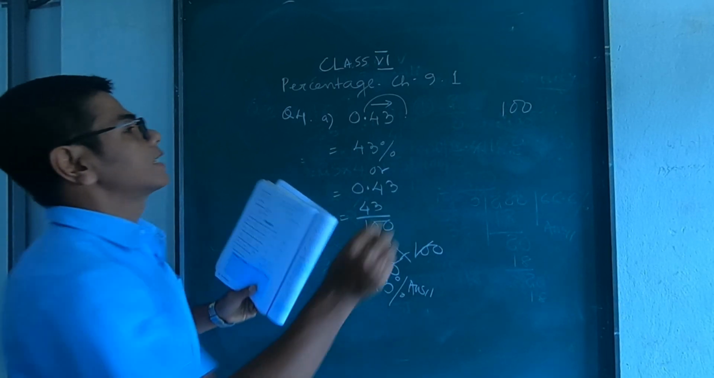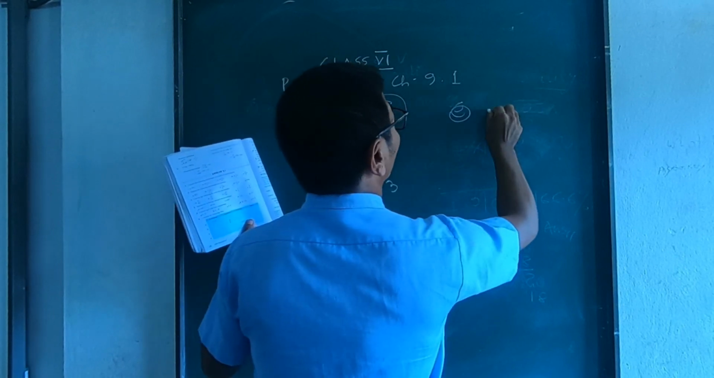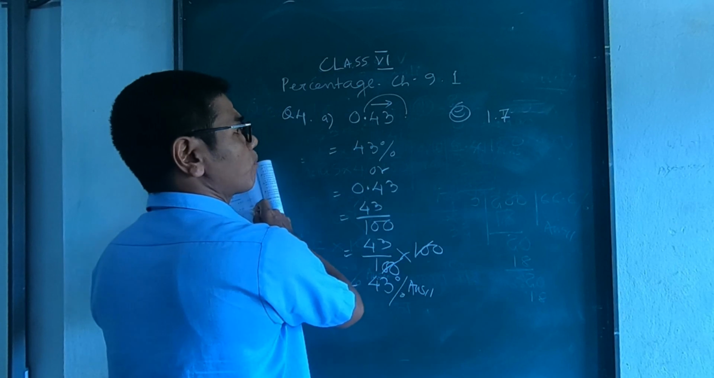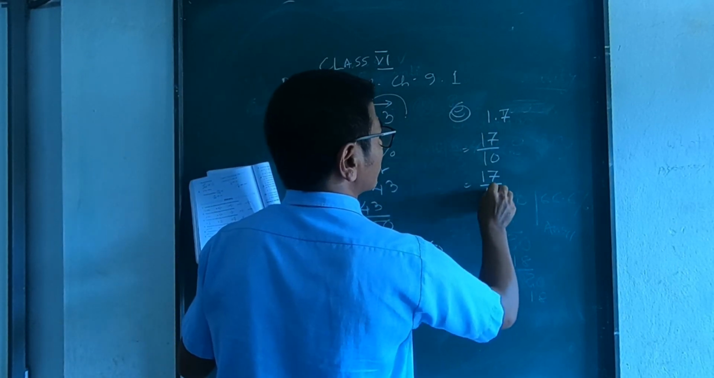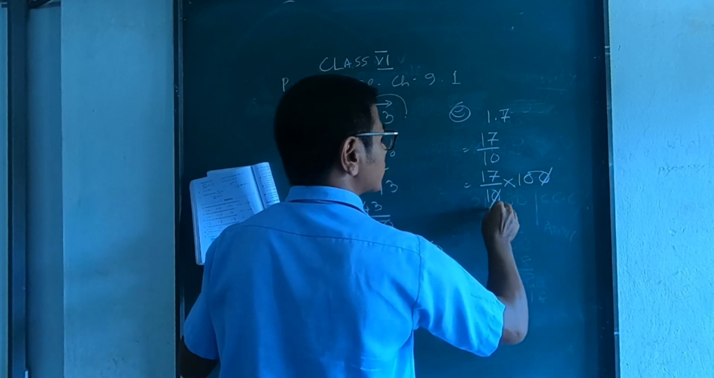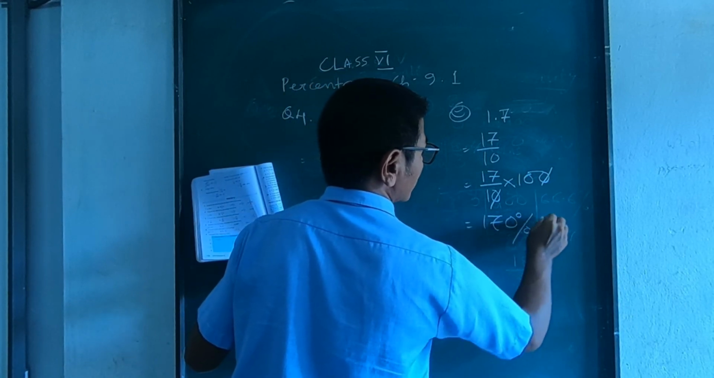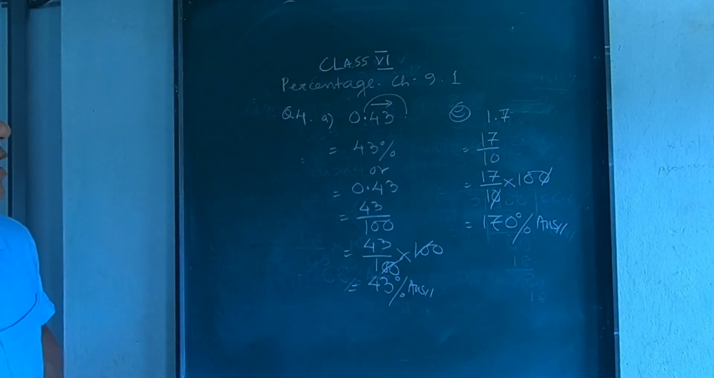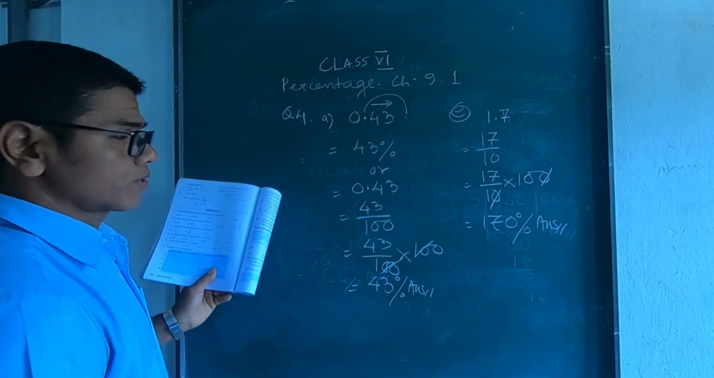Let us do question E. E says 1.7. The decimal is 17 by 10 into 100. Strike off the common zeros, 0 and 0, and you will get 170% as the required answer. So this is how we have converted decimals into percentages.